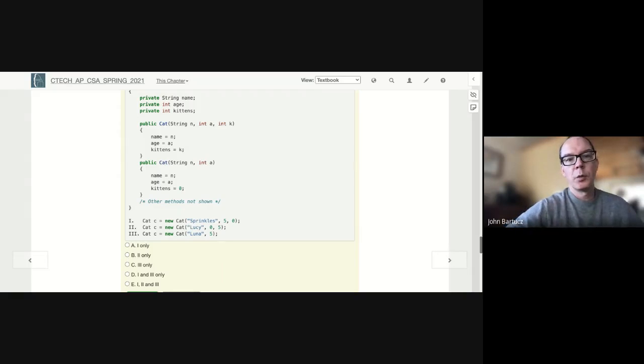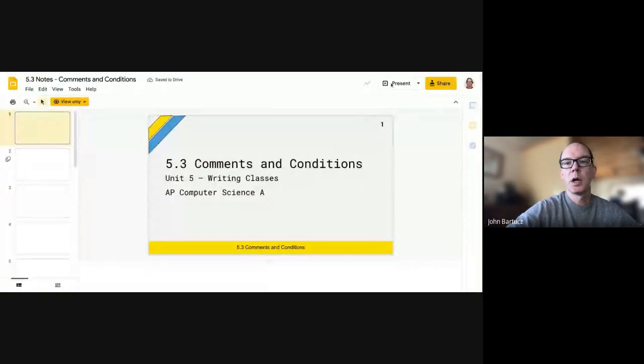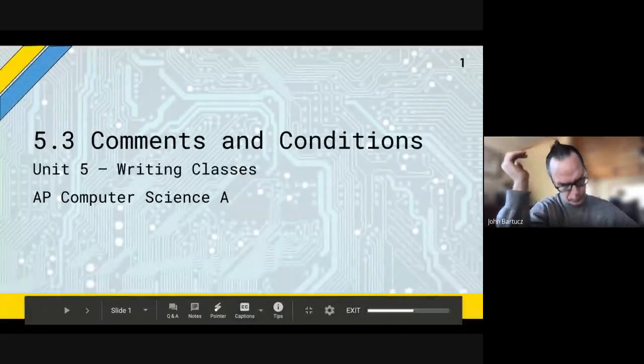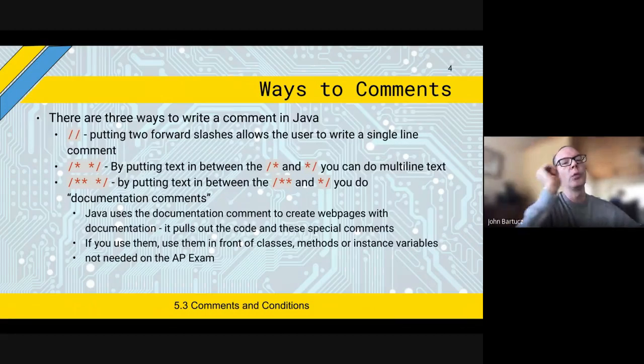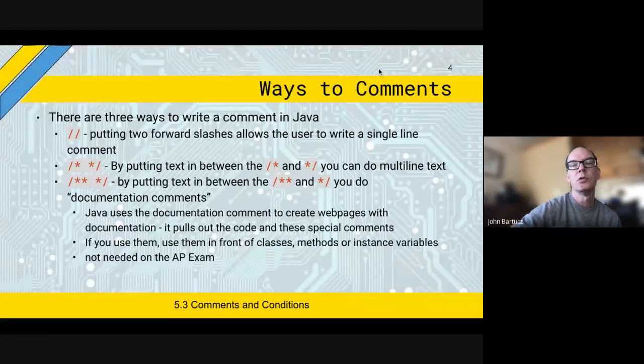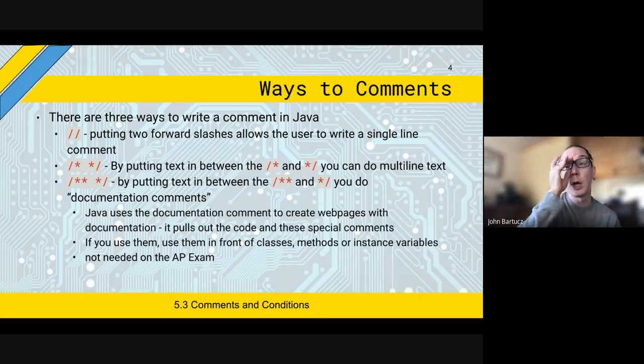All right, so the other thing I want to talk about are comments and conditions. So there are 3 ways to write comments in Java. And the purpose of comments is to explain things that are not already clear. So you don't generally need to put comments on every single line. You just need to do it in specific places or where things aren't clear.